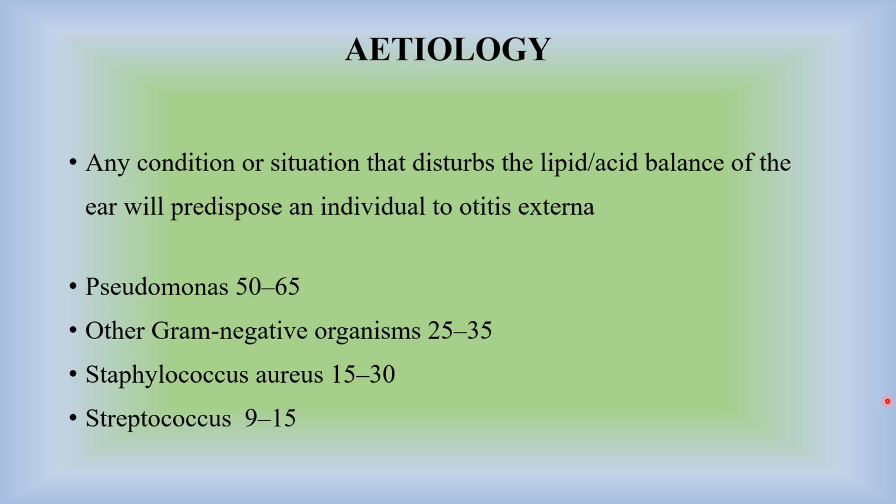So as the ear becomes inflamed, the healthy cerumen, which has bactericidal properties, is rapidly removed from the ear and is no longer produced because of the inflammation. So this bacterial invasion will increase. Apart from Pseudomonas, other gram-negative organisms are also around 25 to 35%, and Staph aureus can affect in 15 to 30%, and Streptococcus in 9 to 15%.